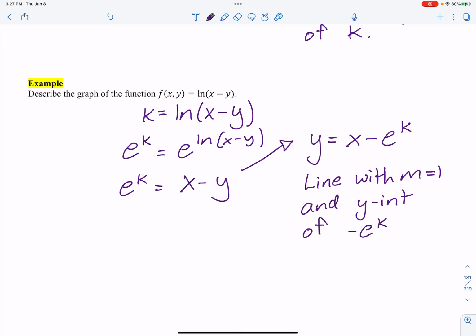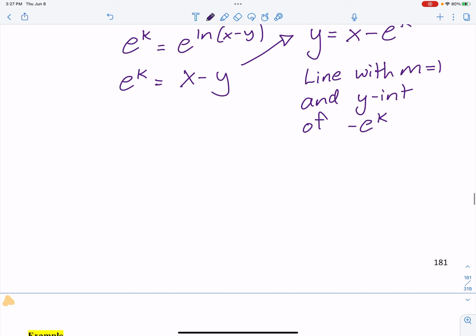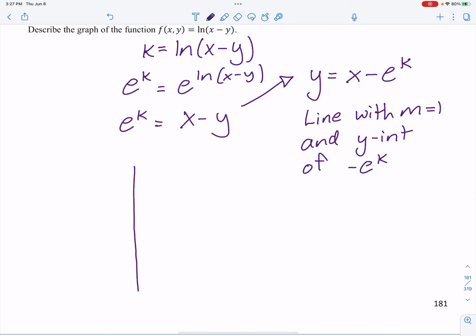So as k gets bigger and bigger and bigger, our y-intercept is going to go down. Right? It's going to be further and further and further down on the y-axis. With a slope of 1. So this is going to be lines with a slope of 1 with a y-intercept of negative e to the k. It's going to be kind of hard to draw, but I'm going to give it a shot. Okay, if k was 0, then it's minus 1. So if this is x and this is y, I don't know if I need that long axis. I accidentally drew it.